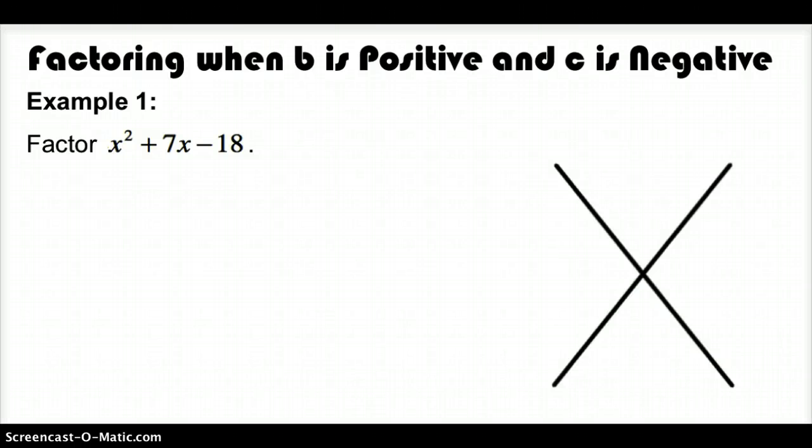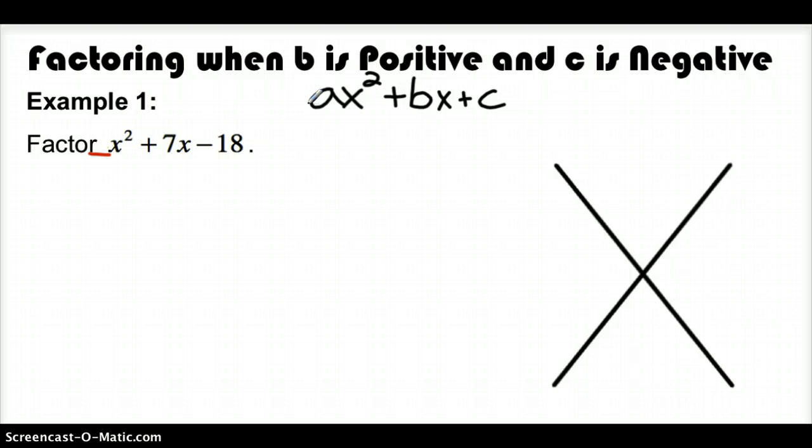Okay, let's look at a couple more examples here. Now we're going to be factoring when our b value is positive and our c value is negative. Obviously I'm starting all these videos in the same way. You can probably see at this point that it's important to remember that the standard form of a quadratic expression is ax squared plus bx plus c, right? And we now want to identify the a, b, and c terms of our trinomial.